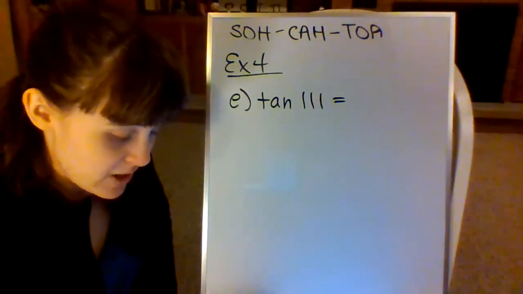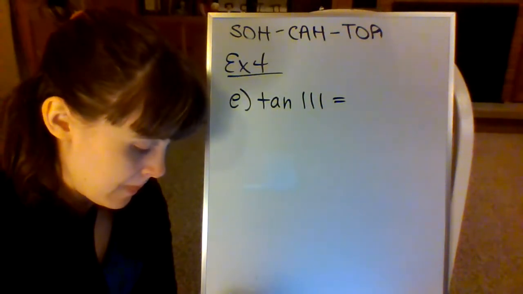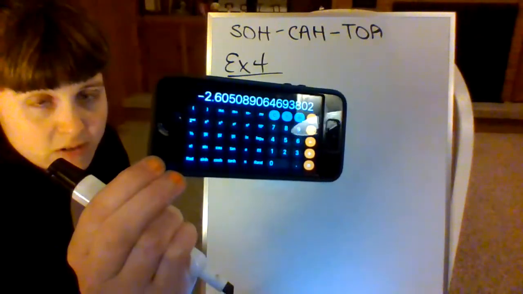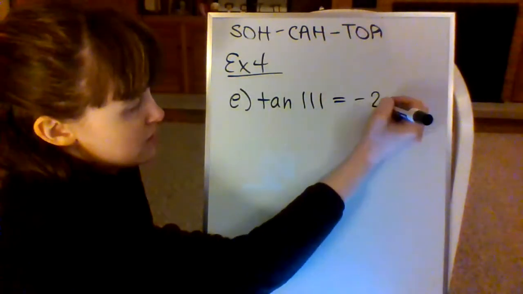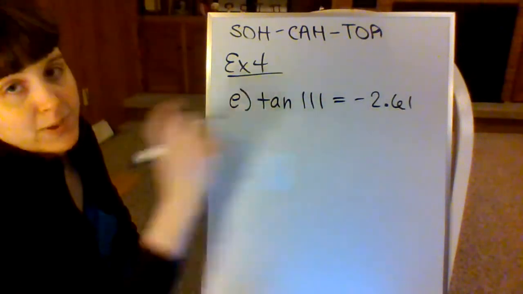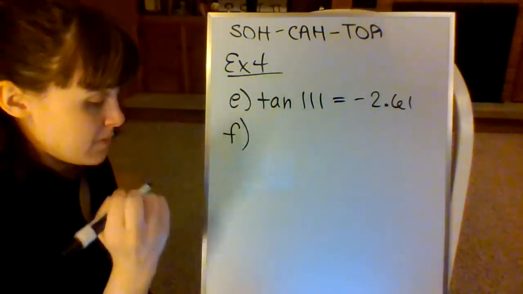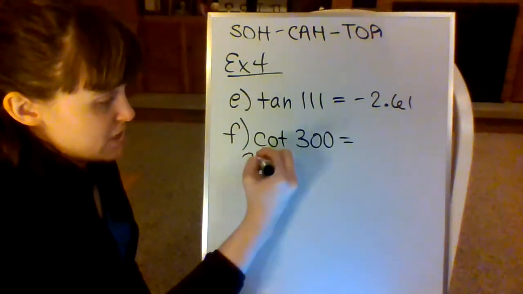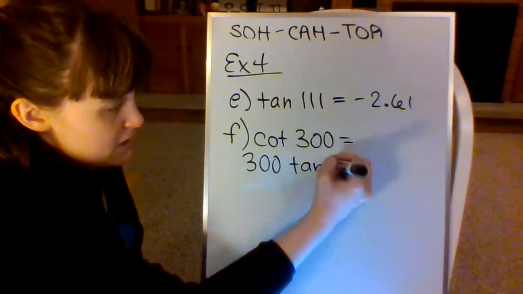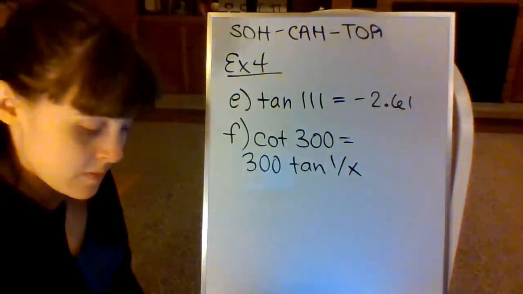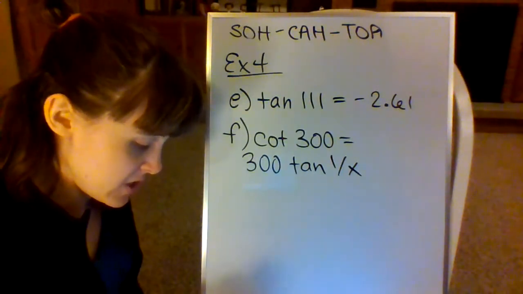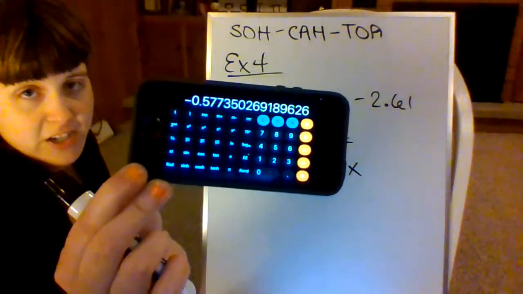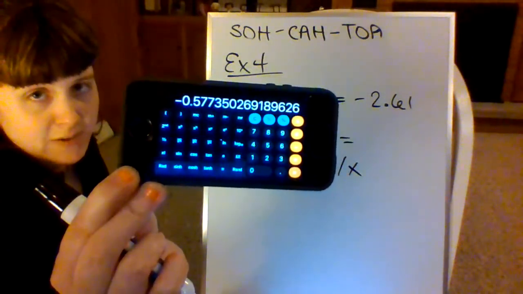Okay, so tangent of 111 is going to be negative 2.61. So I put the number in first, and then I pressed the tangent. Okay, and then the last one, cotangent of 300. So we're going to do 300 tangent, and then press 1 over x. Okay, so 300 tangent, 1 over x. So here, if you round that to the nearest hundredth, that's negative 0.58.